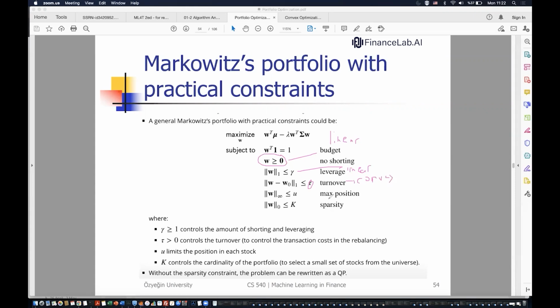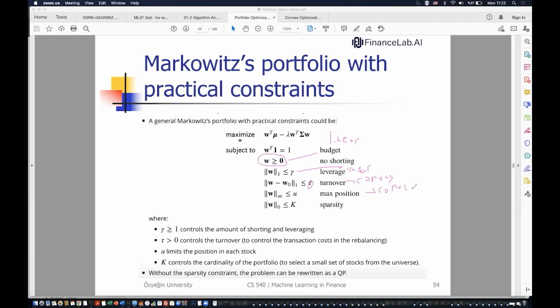And again, the maximum position in the portfolio may also be limited. So for instance, we can hold for one stock at most 50% of that stock. So that will also be a max position constraint, and that will also be a linear and convex constraint.